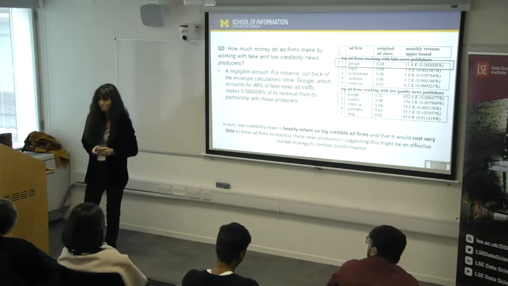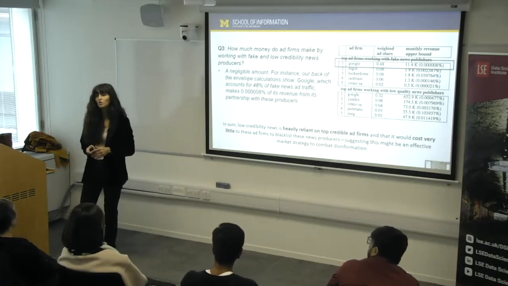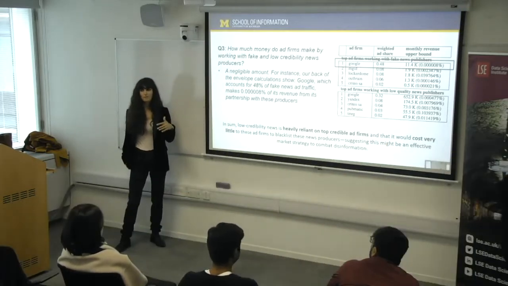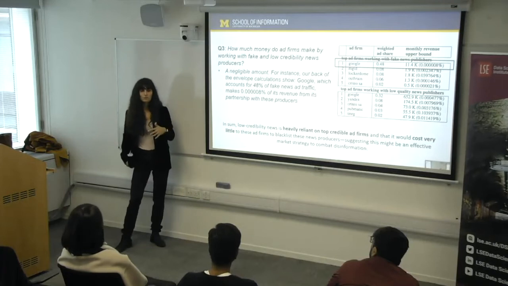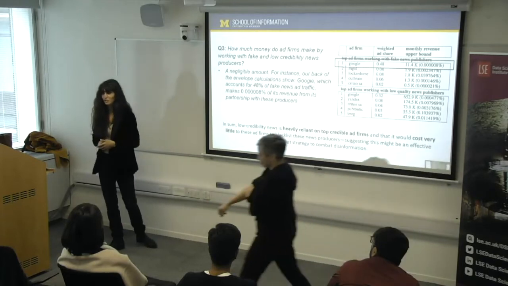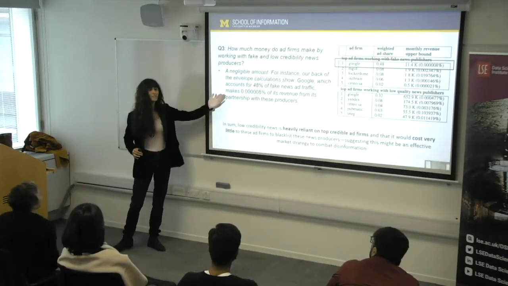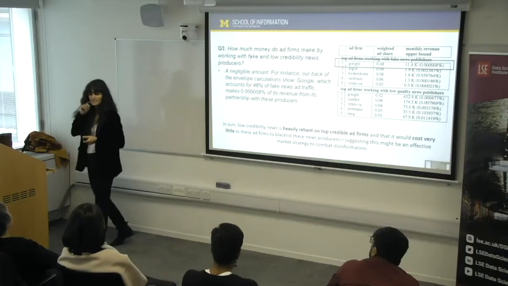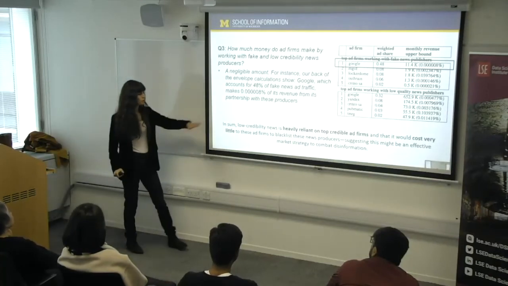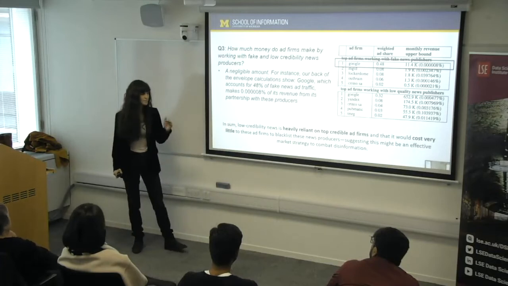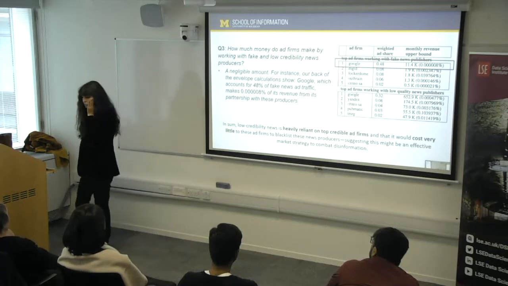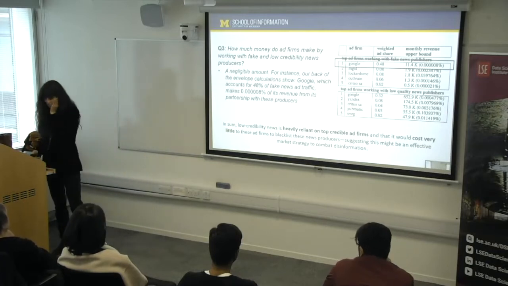Is that revenue from all sources from Google? Yeah. So display is a big part, but I believe it would be like half, it wouldn't be like 99%, so it still is negligible in that sense, I think. But really, basically, the point is that these low credibility news are heavily reliant on these very few top credible ad firms, and it would cost them very little to blacklist these news producers.